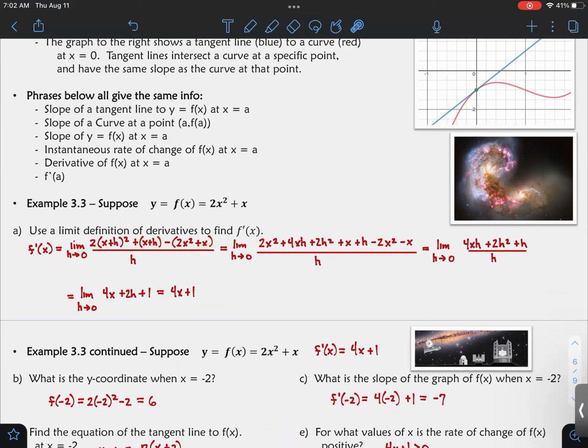So here's just me working through f of x equals 2x squared plus x. I want to find the derivative the long way. I am really just plugging directly into the formula that we saw a couple slides ago, the f of x plus h minus f of x over h, and then I'm taking the limit.